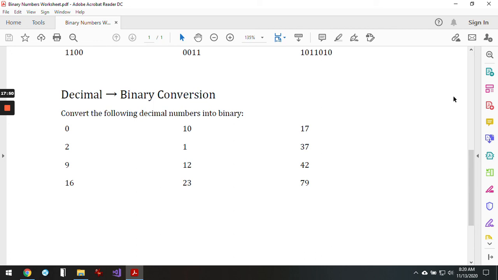Wait, is 0, 1, 0, 1 the same thing as 1, 0, 1, 0? Nope. So 1, 0, 1, 0 is 10. 0, 1, 0, 1 is 4 plus 1, that's 5. Right? 0, 1, 0, 1 is 5. 1, 0, 1, 0 is 10.